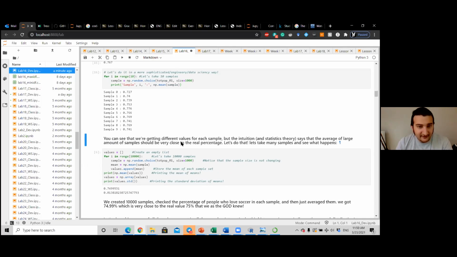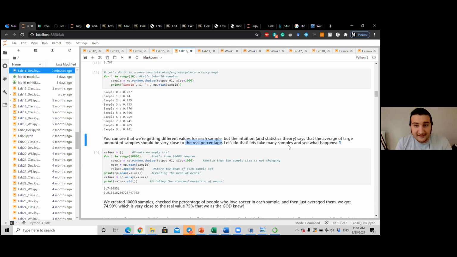You can see that we're getting different values for each sample, but the intuition and the statistics theory says that the average of a large amount of samples, this is pretty much what Caden said, should be very close to the real percentage. What do we mean by the real percentage? 75%. Yes, the population.